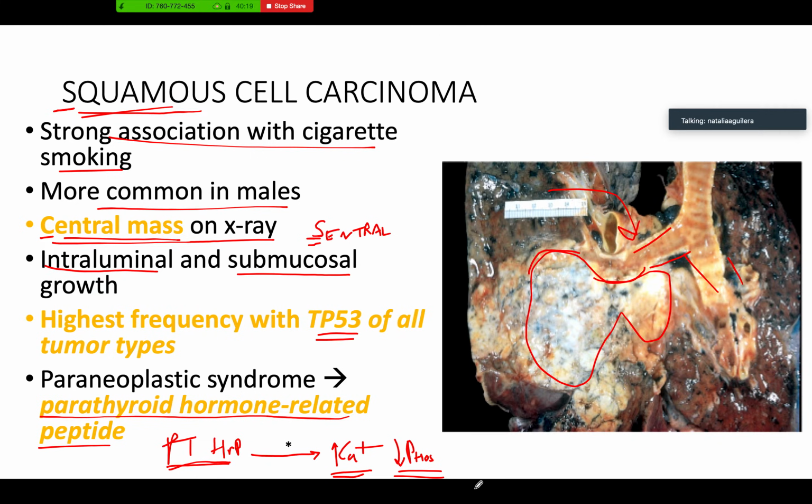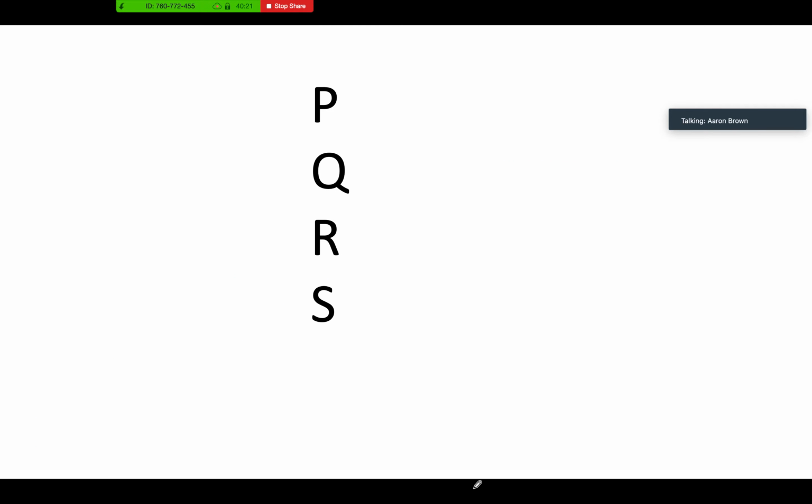Okay, great. So a little mnemonic that I made to help us remember the little things about squamous cell carcinoma is PQRS, like in the alphabet, LMNOP, QRS, TUV, right? So the Q is going to be for squamous. The R is going to be for that PTHrP. The S is for central, because any of these tumors that start with an S, we know it is a centrally located tumor.